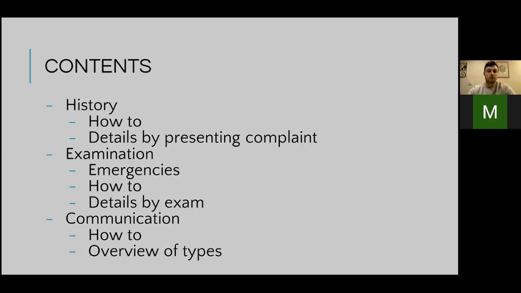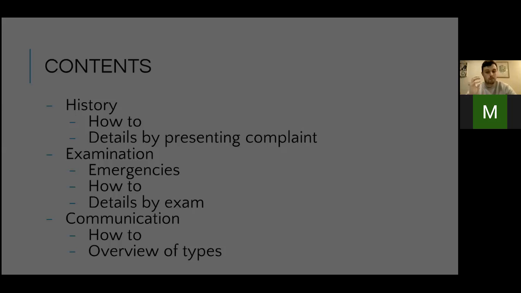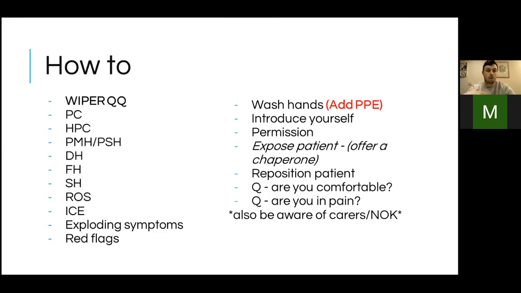So histories is our first one. As you can see on the left side, we have a general structure of how to carry out a basic history, and we'll go through this step by step. I think with any OSCE or any examination, it's really important to carry out the WIPER acronym. This will get you points before even taking a history.